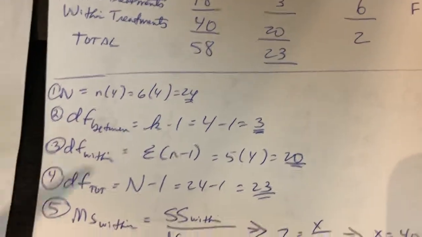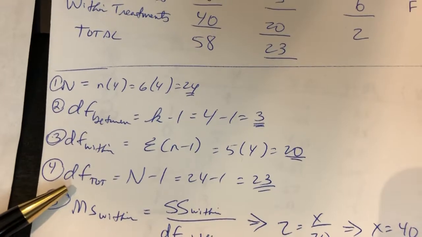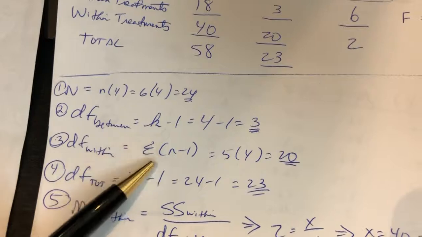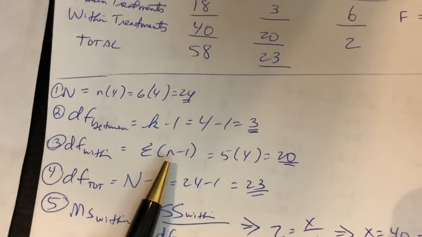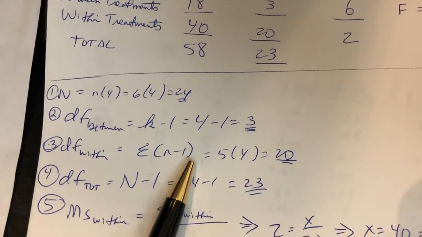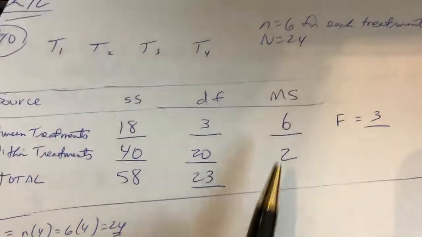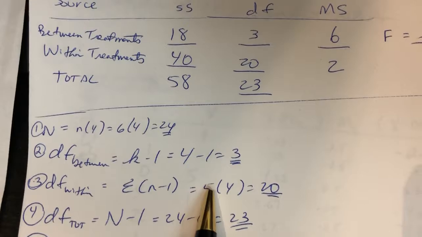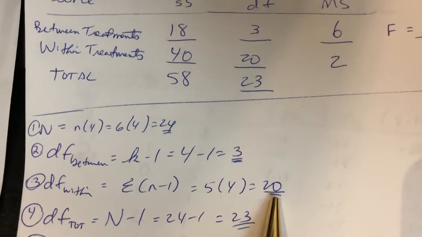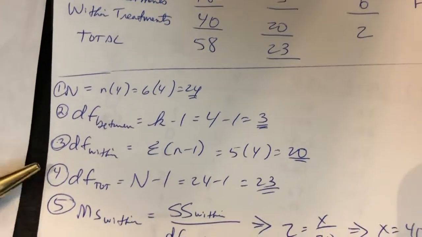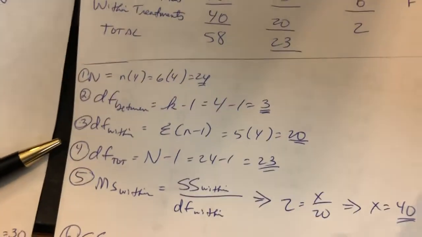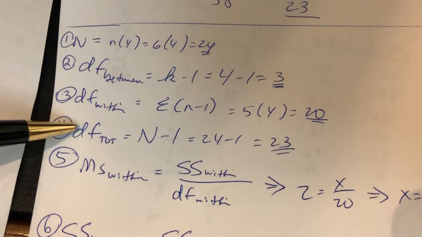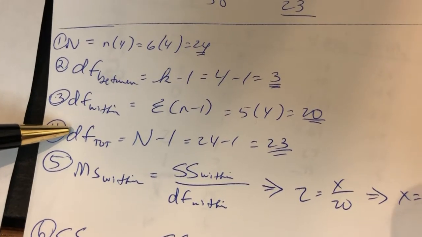So then I went down here and did the degrees of freedom within, which is just the sum of your n minus 1, all 4 of them. So we know that n was 6, so 6 minus 1 is 5, so they were all 5, and we had 4 of them, so it was 20. Degrees of freedom total is your total n minus 1. 23.